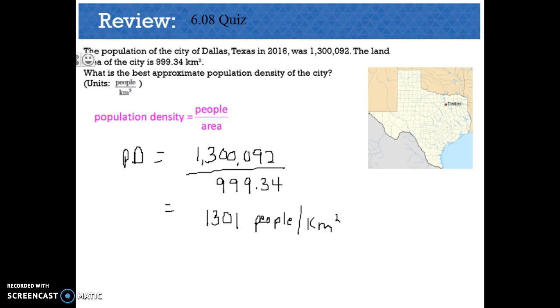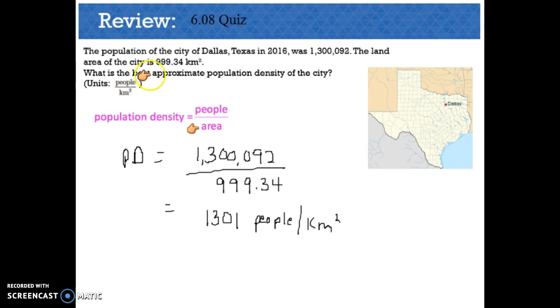All right, this is some help with the 6.08 quiz, and this is all dealing with density. So there's two different formulas that we're going to talk about. The first one is population density. And so that formula is simply we're going to take the number of people that we get divided by the area that's given.